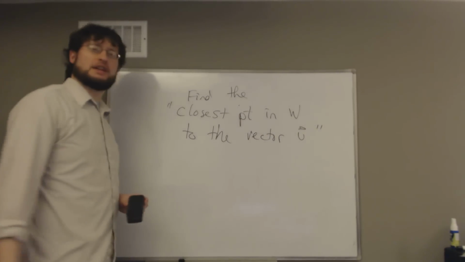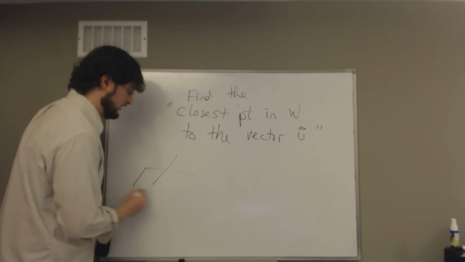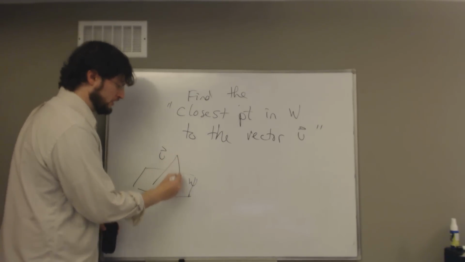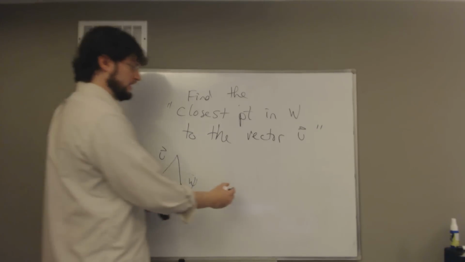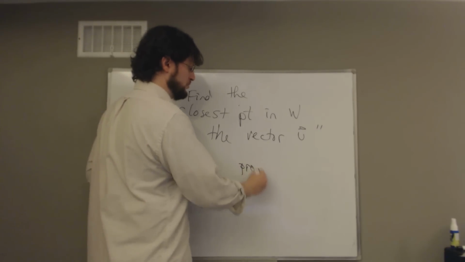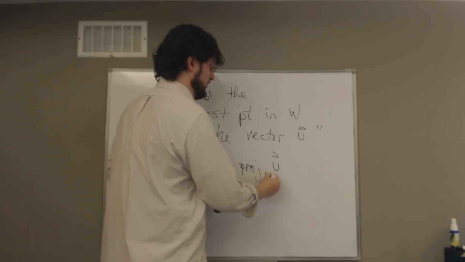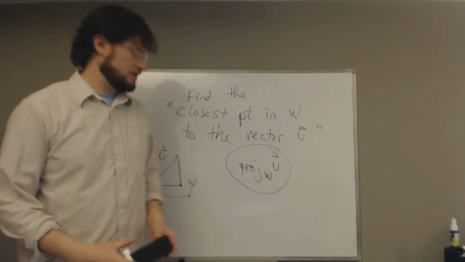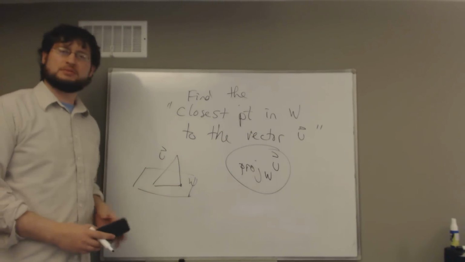if that's what the question is, well, all that we're really looking for is our same picture as before. If this is W and this is U, then the closest point is in fact that projection. Right? So really the answer just is going to be the projection of U onto W. It's just another way of phrasing the question. This point down here is the closest point to U that also happens to be inside W.